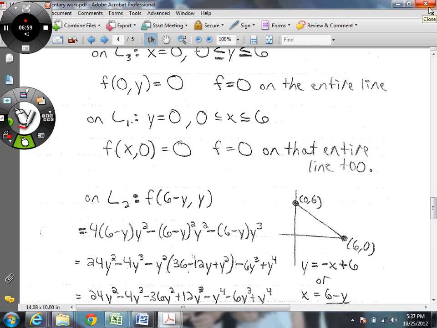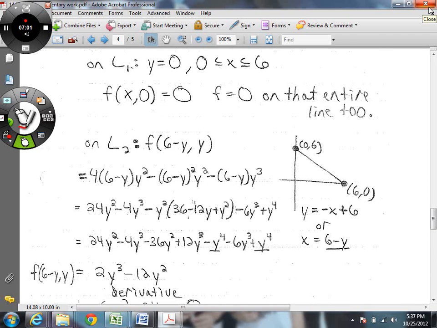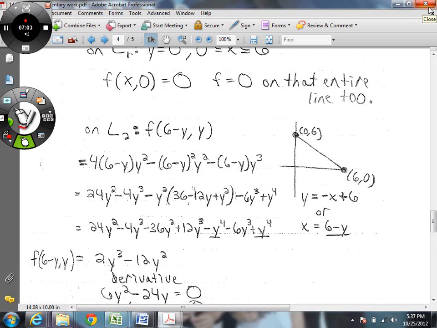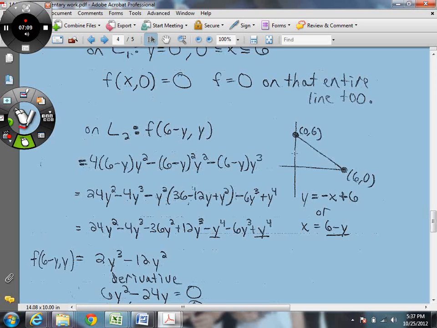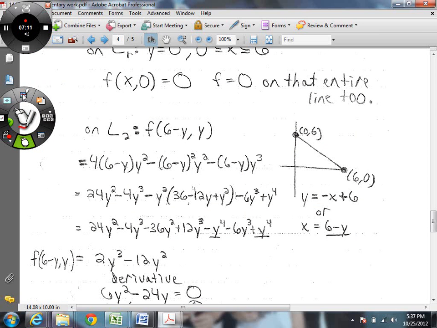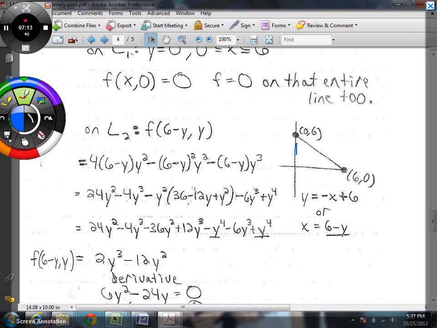And so we need an expression for that, and so we just use our slope-intercept method there. We can tell that we're going down 6 and over 6. We can tell the slope is -1, and then you can see the y-intercept is 6. So we got an expression: y equals -x plus 6, or I'll just go along with how the solutions have it. They have x equals 6 minus y.